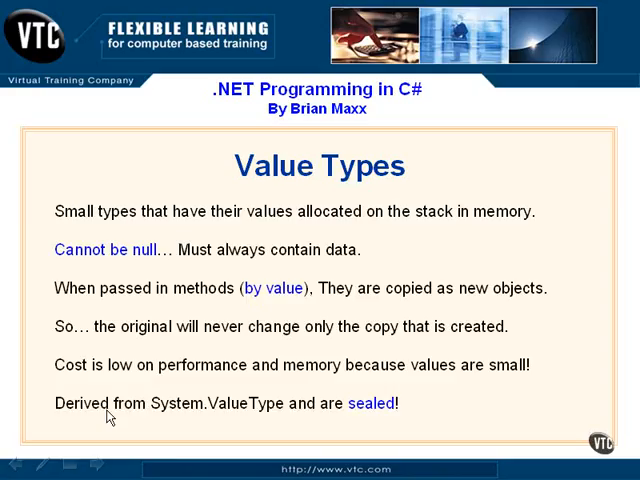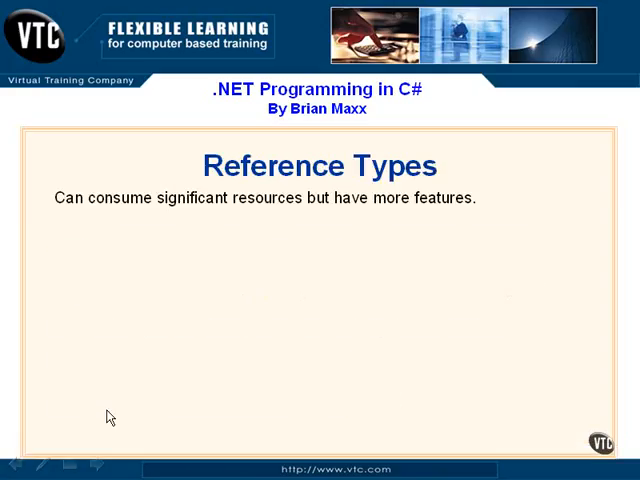Note that these are derived from System.ValueType, and they're sealed. When a value type is sealed, this means that once you have derived a class from this System.ValueType, then no one else can actually derive from your class that you're creating. So you can actually derive from System.ValueType, and that's more of an advanced concept in how you're programming, but that's just for your information.